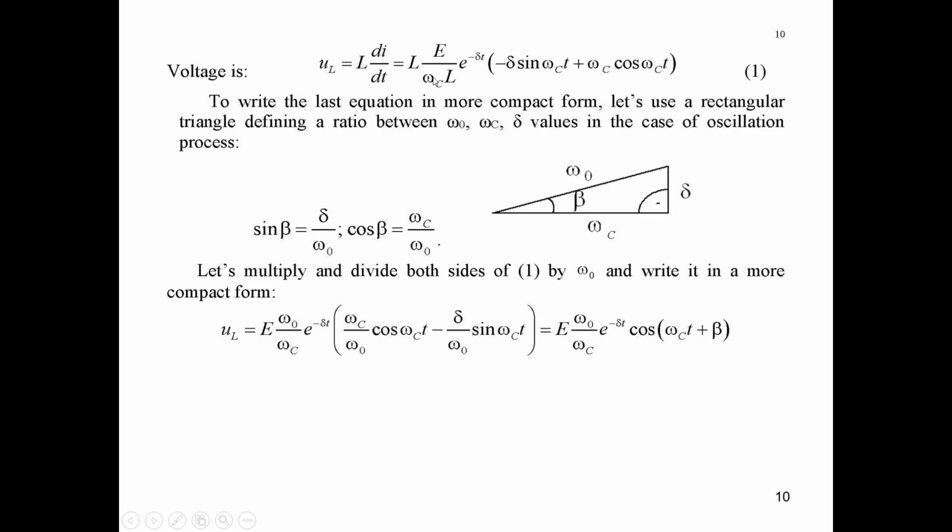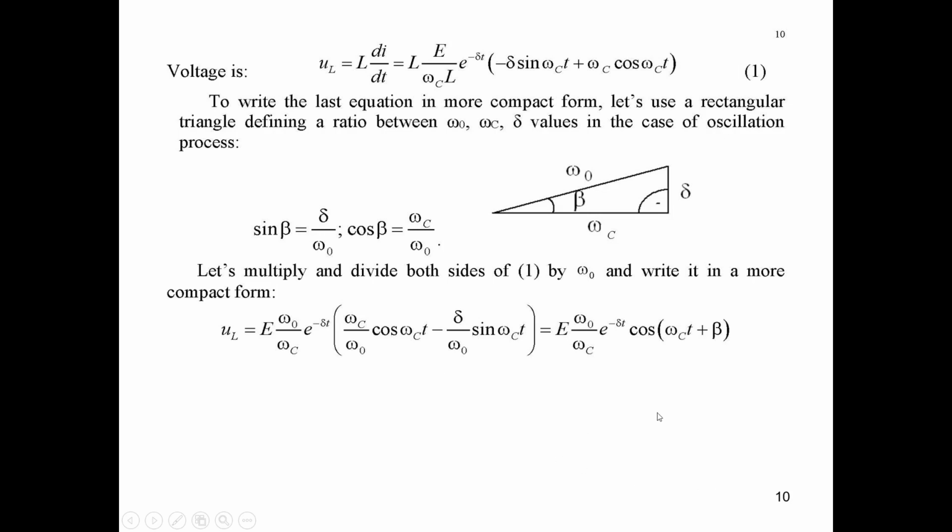For this we can multiply and divide this expression by omega 0. It will be omega 0 in the numerator. Here we have L and L cancelled, E over omega c multiplied by omega 0, E to the power minus delta t. This omega 0 is in the numerator, and in the brackets it will be in the denominator, so it may be cancelled here and here. But omega c over omega 0 is cosine beta, and delta over omega 0 is sine beta. And we have here cosine beta multiplied by cosine omega c t minus sine beta multiplied by sine omega c t.